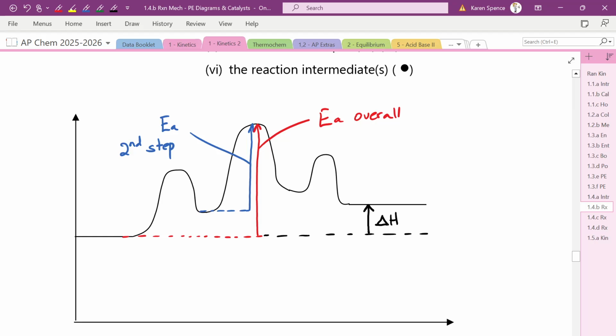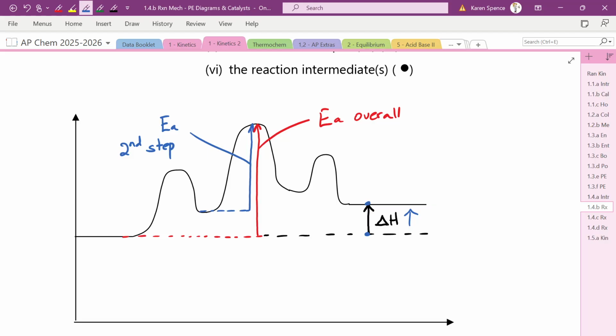So when you're done, you can take a look up here and check your activation energy of the second step, which is in blue. Overall is in red. And delta H is in black. Please take note, with delta H, the arrow does not look like this. It should start at the level of the reactants and it should finish at the level of the products. Okay?